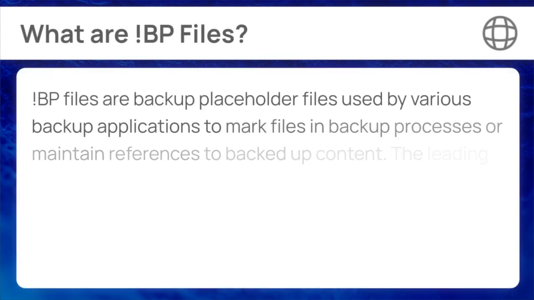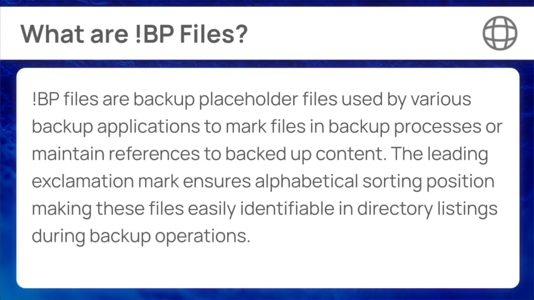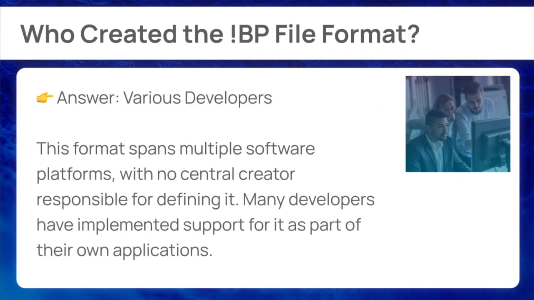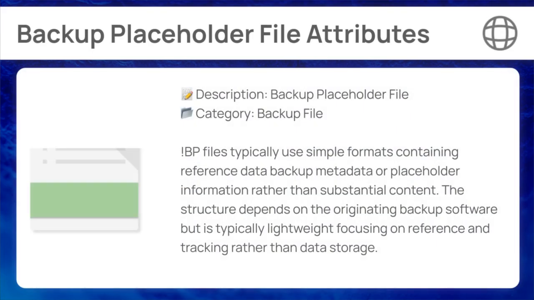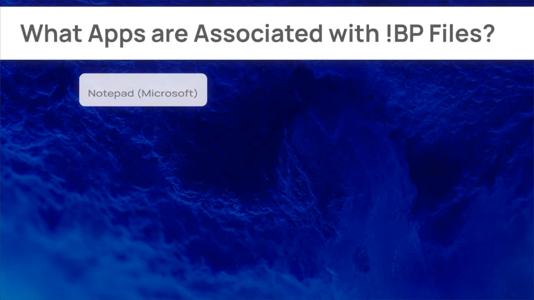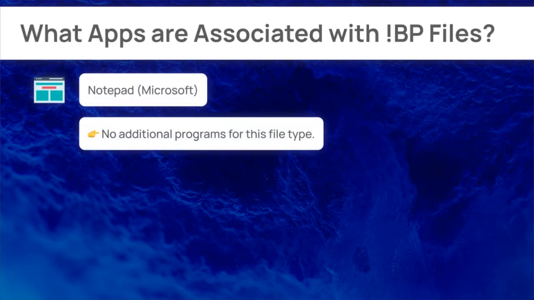BP files are backup placeholder files, used by various backup applications to mark files in backup processes or maintain references to backed up content. The leading exclamation mark ensures alphabetical sorting position, making these files easily identifiable in directory listings during backup operations. BP files typically use simple formats containing reference data, backup metadata, or placeholder information rather than substantial content. The structure depends on the originating backup software, but is typically lightweight, focusing on reference and tracking rather than data storage. The designated application for the BP file is Notepad from Microsoft.